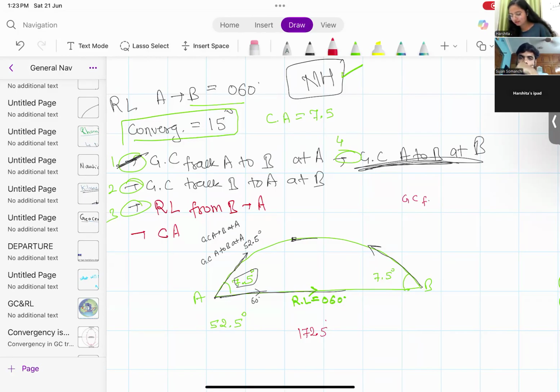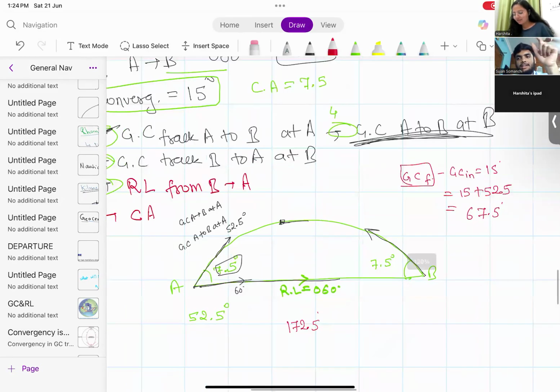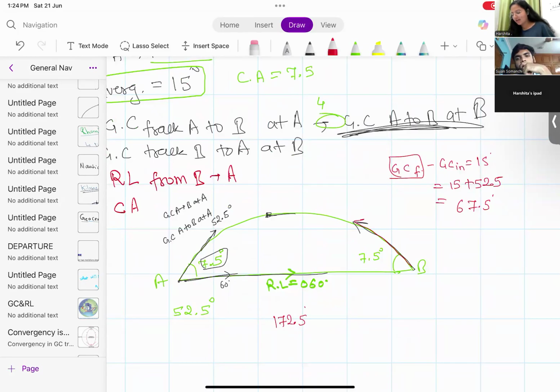GC final minus GC initial is convergency. Where to find this? So it will be 15 plus 52.5. That's it. That will be 26. Like the first method you told, in the above case, you asked me not to substitute. Here, first we are finding this one, right?